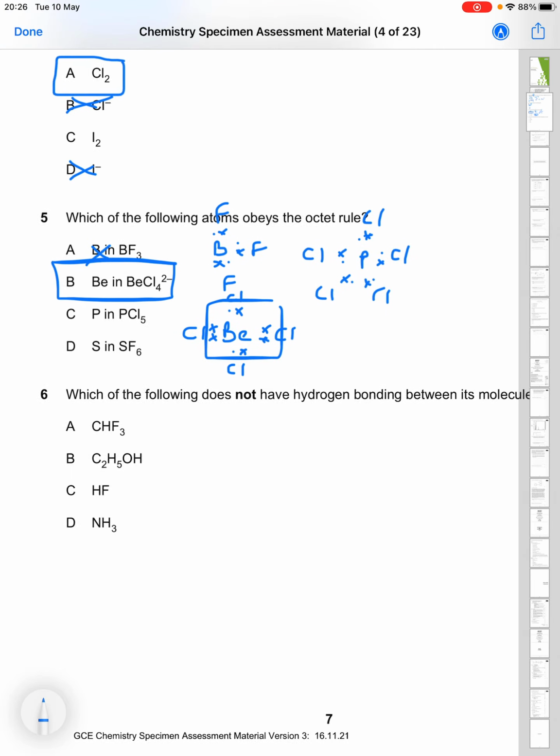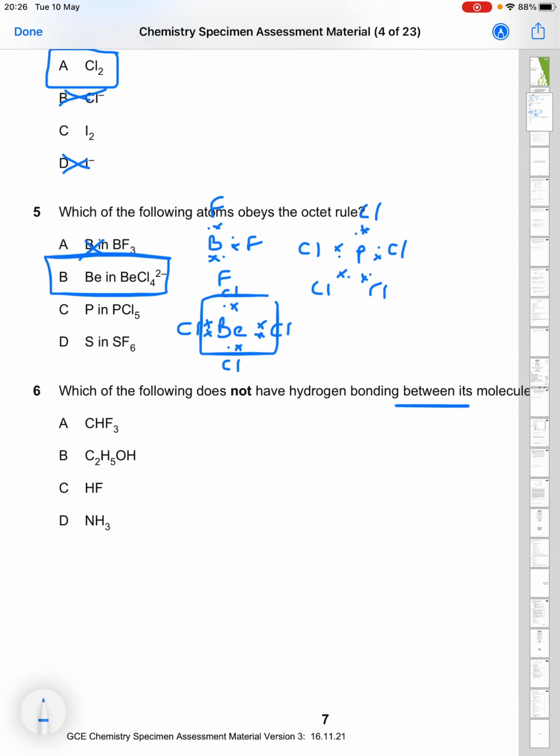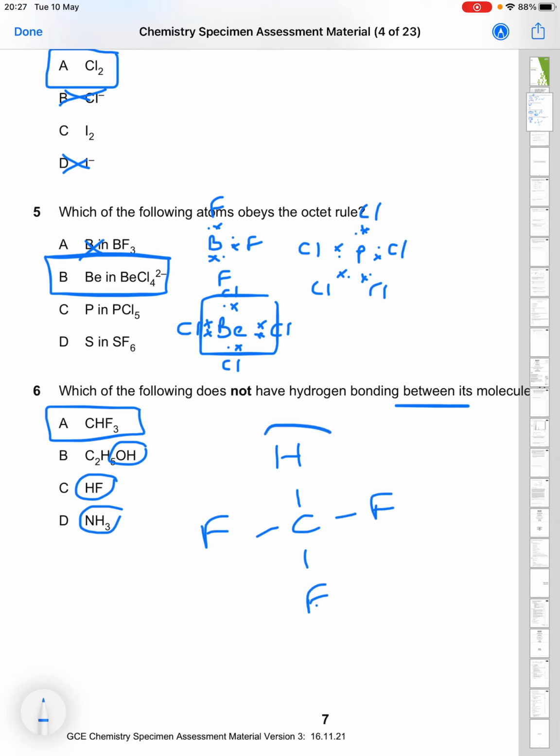Next, which of the following does not have hydrogen bonding between its molecules? If something does have hydrogen bonding, the hydrogen is directly joined to an oxygen, a nitrogen, or a fluorine. So we can see here in B, there's an oxygen joined to a hydrogen. In C, it's a hydrogen joined to a fluorine. And in D, the hydrogens are joined to a nitrogen. The only one which doesn't have that is A, which is CHF3. And if we draw out the structure, you see that the hydrogen is only directly joined to the carbon in that case.